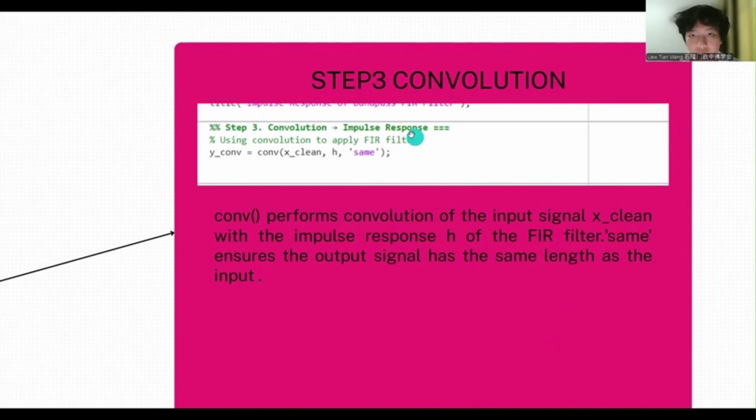Actually, we undergo the convolution. The convolution is an internal function in MATLAB. So we use the convolution to apply the convolution between the clean signal and the FIR filter impulse response. This simulates how an LTI system processes a signal over time. The convolution is performed on the input signal, clean, with the impulse response h of the FIR filter, using the 'same' option to ensure the output signal has the same length as the input signal.